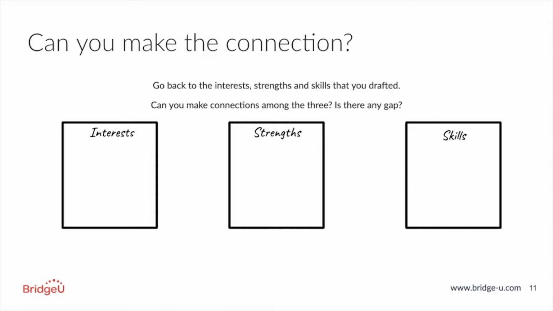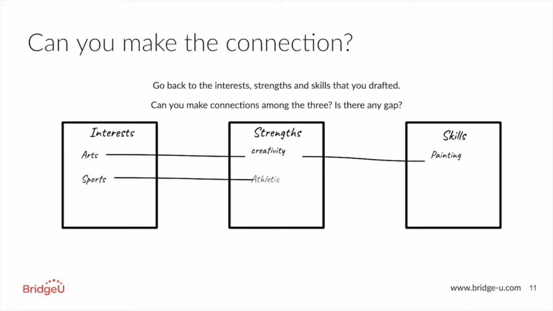Now, let's go back to those boxes that we drew before. Can we try to make the connection? Think of it this way. If your interest is arts, it connects pretty well with your strength, which is creativity, and with a skill like painting. Now, I had put down another interest for myself. I'm interested in sports, in physical activities. And I am also athletic. How can I combine this, and maybe combine it also with my interest for arts, to build a new skill?